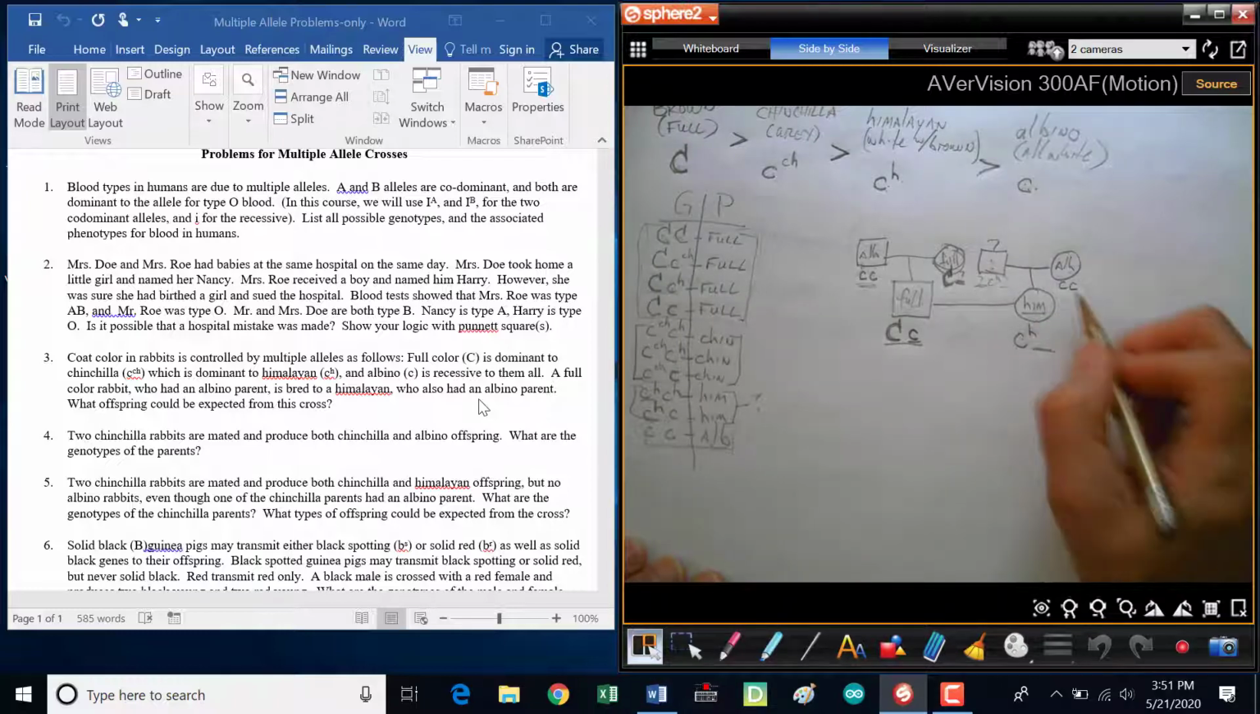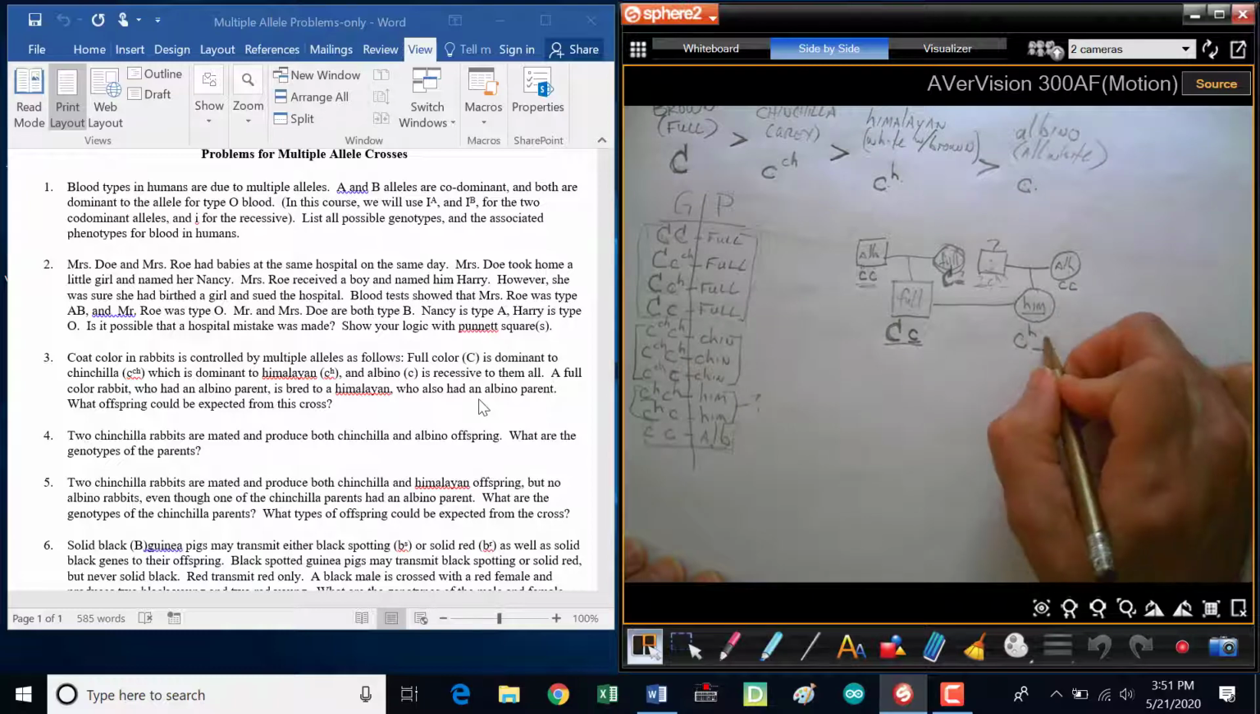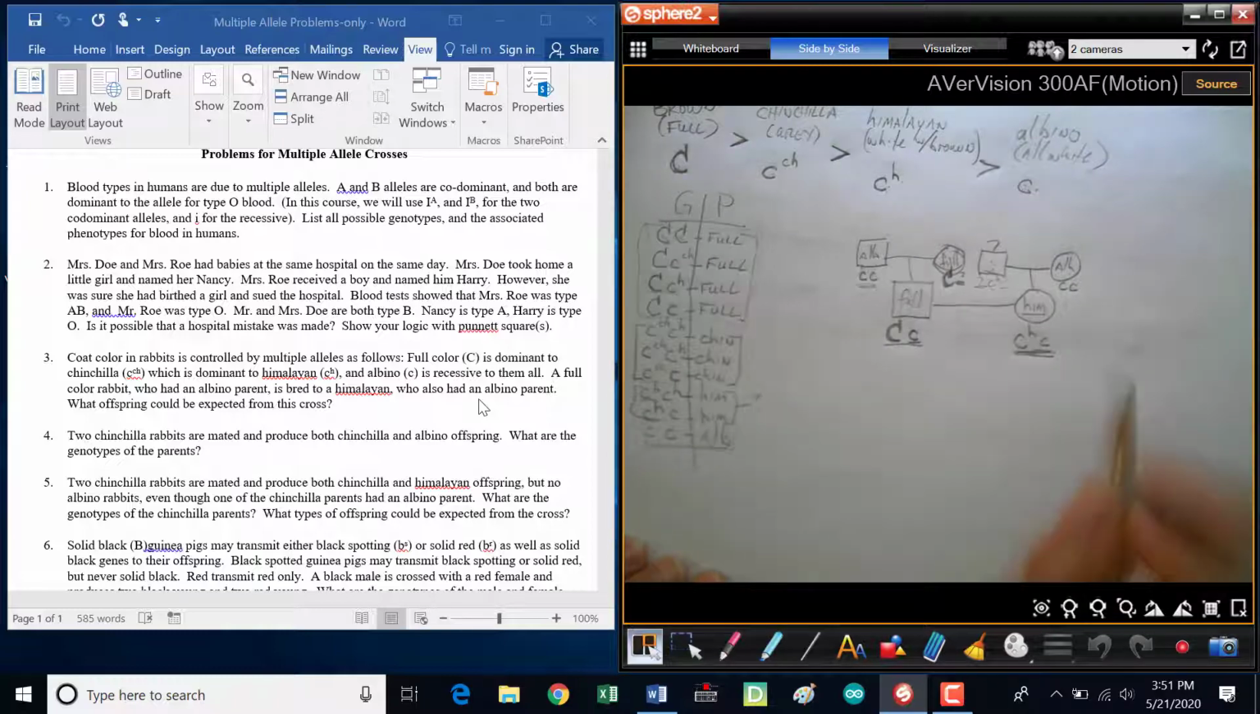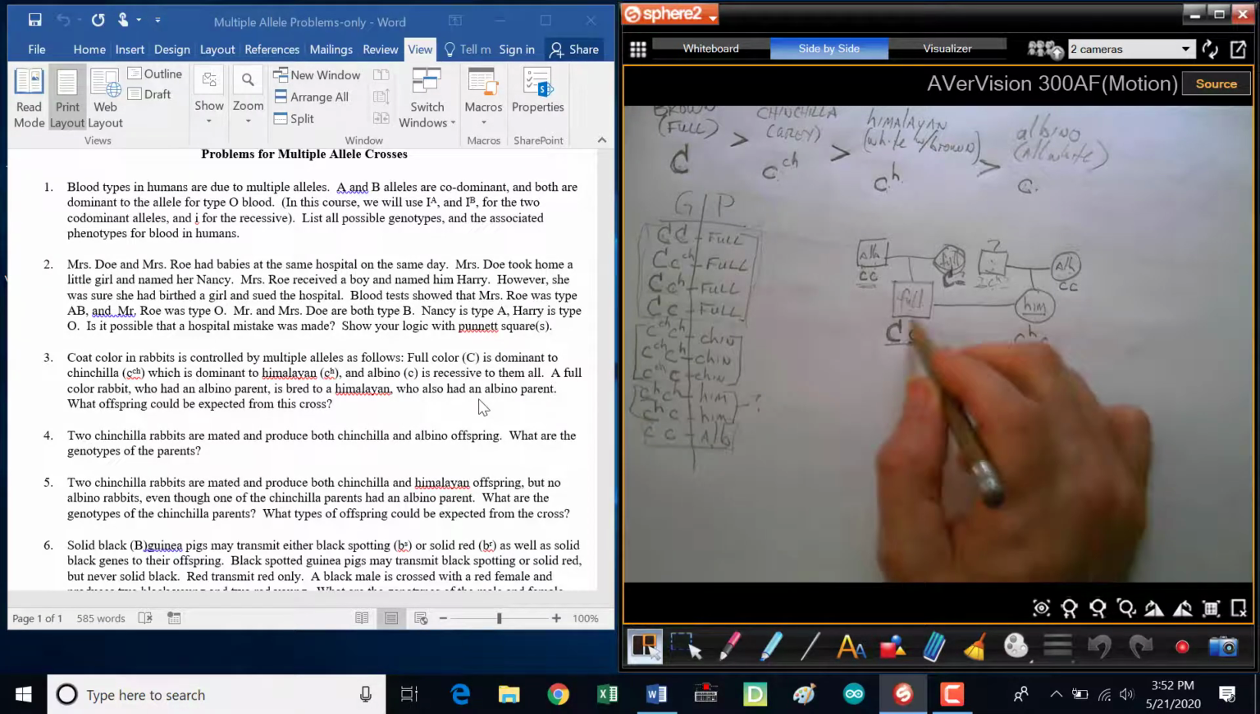Its other gene must be coming from this parent. This is this one's genotype. The full genotype of that Himalayan offspring has to be CH little c. So now we know these two's genotype.